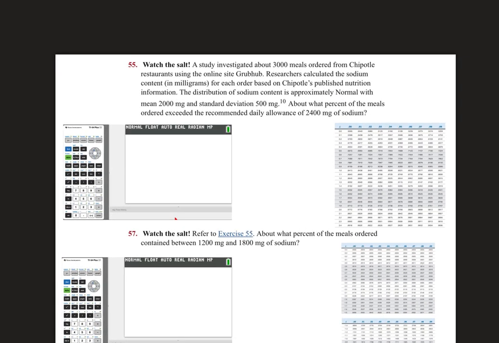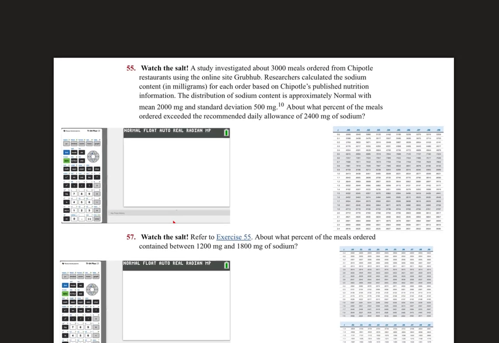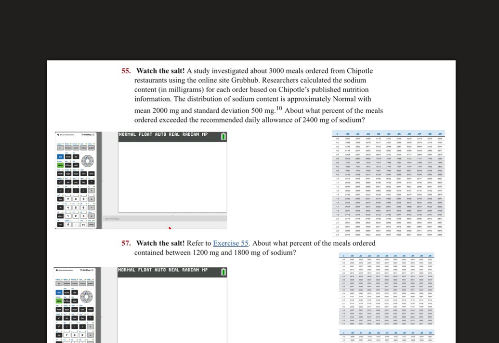Okay, for 55. A study investigated about 3,000 meals ordered from Chipotle restaurants using the online site Grubhub. Researchers calculated the sodium content in milligrams for each order based on Chipotle's published nutrition information. Okay, the distribution of sodium content is approximately normal, with mean 2,000 milligrams and standard deviation 500 milligrams. About what percent of the meals ordered exceeded the recommended daily allowance of 2,400 milligrams of sodium?